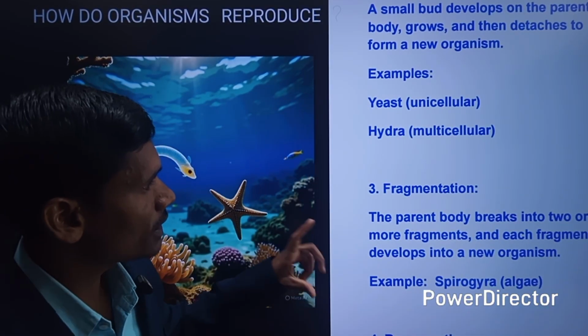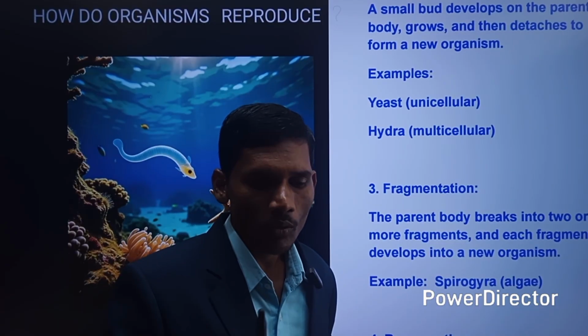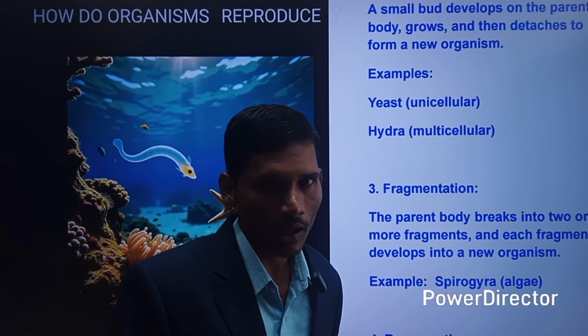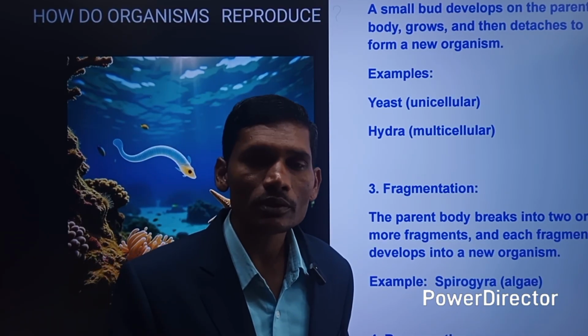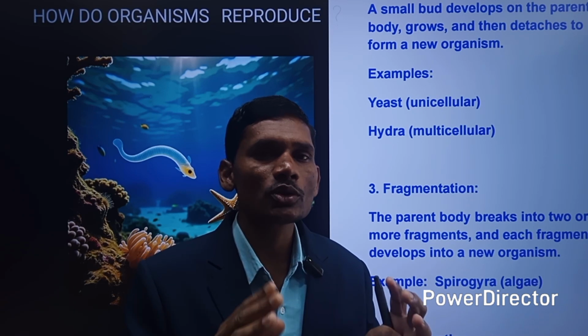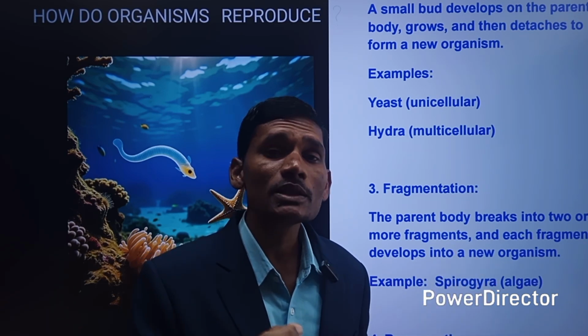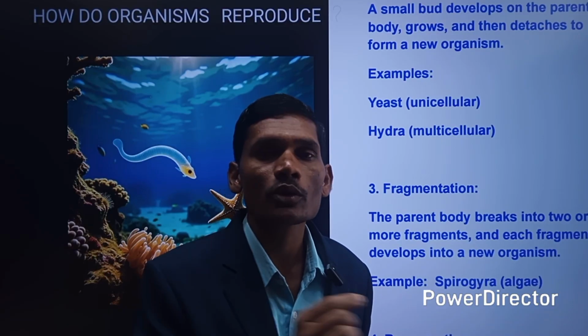Yes. Next, coming to fragmentation. What happens here? For example, take spirogyra, which is an algae. What happens when it grows to the adulthood stage? After maturation, it simply breaks into two or three pieces. Each piece grows into a new organism, a new spirogyra.